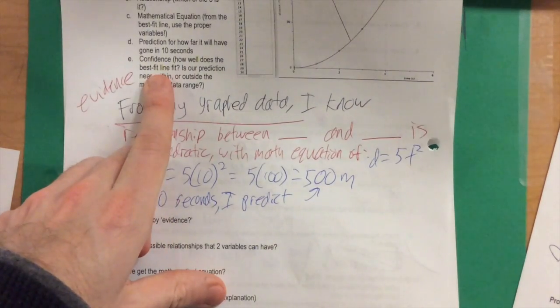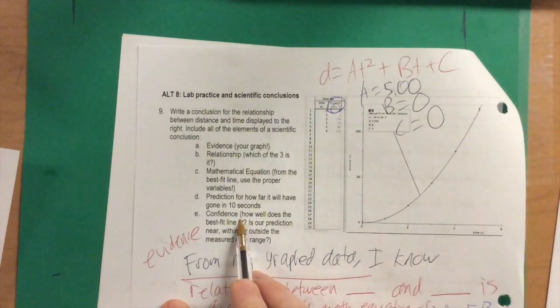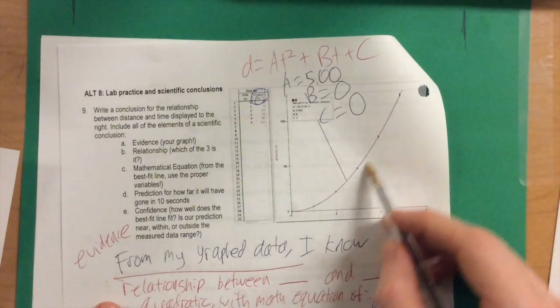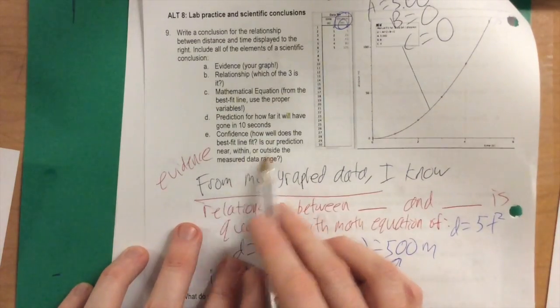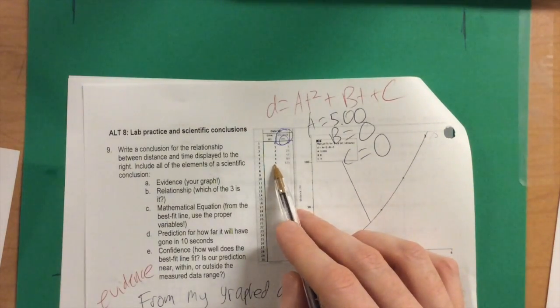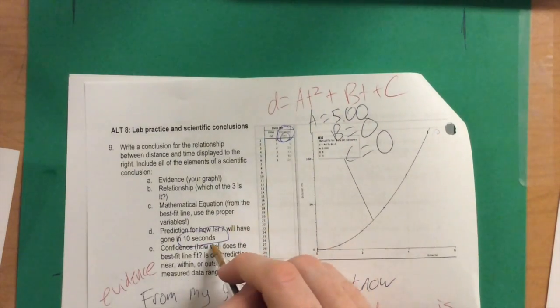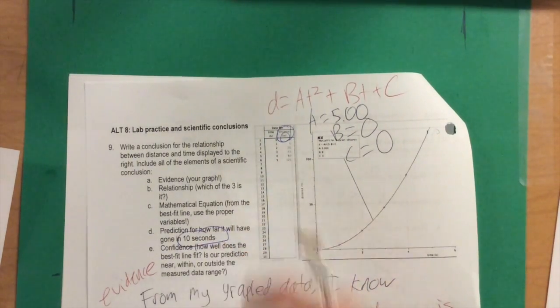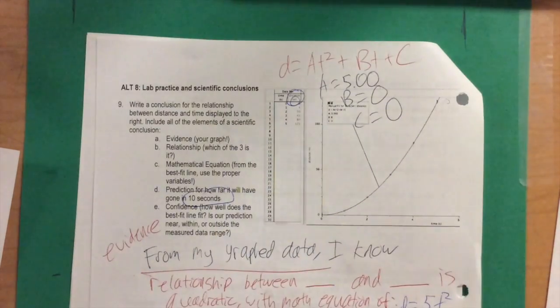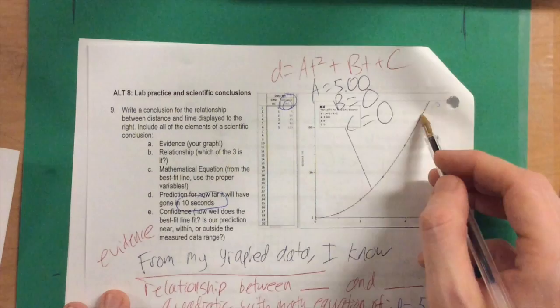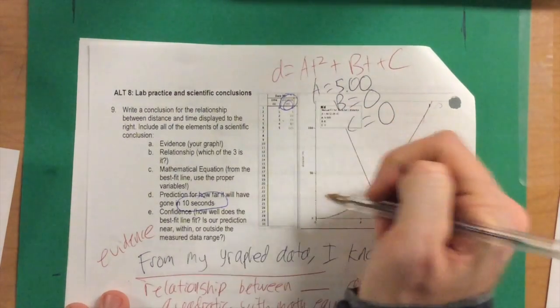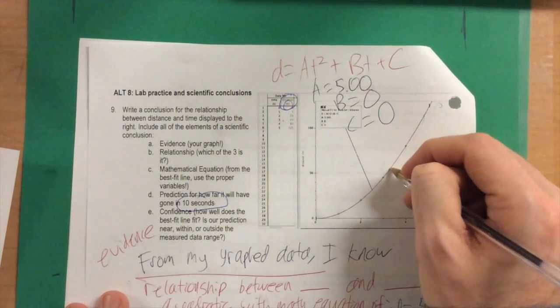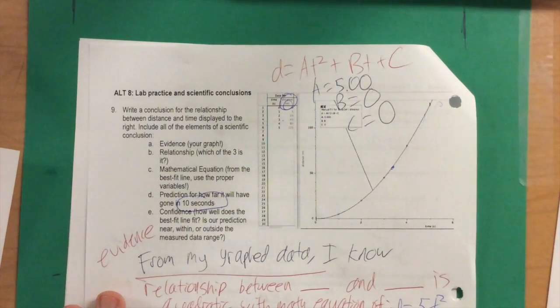And then your confidence is based on two things. Confidence is based on how well does the line of best fit, which this one fits really well, and is your prediction near, within, or outside the measured data range? So our data range goes to 5 seconds, and we're predicting for 10 seconds. So that's outside the data range. So I would say moderate confidence. The way you could get high confidence is if the data fits perfectly and we were looking at like 3.5 seconds, because that's right in the middle of our data range. We'd probably be really, really good on that.